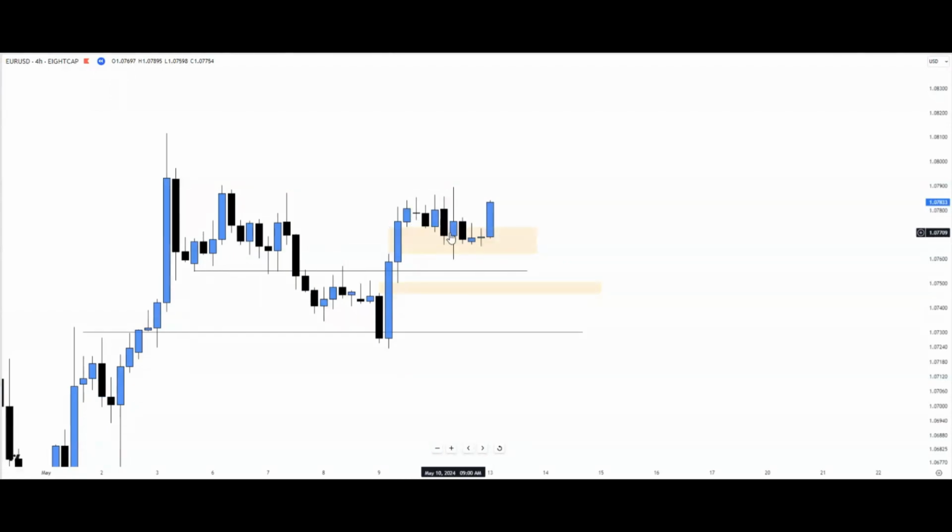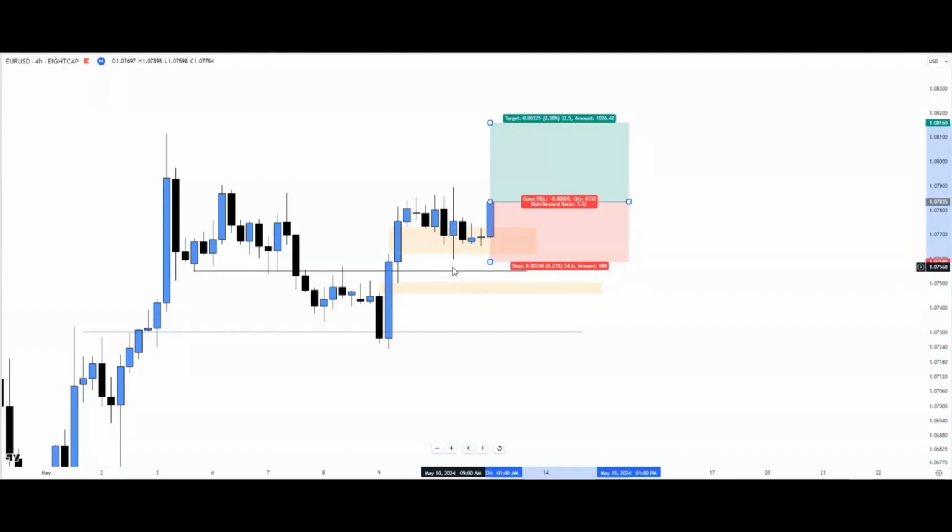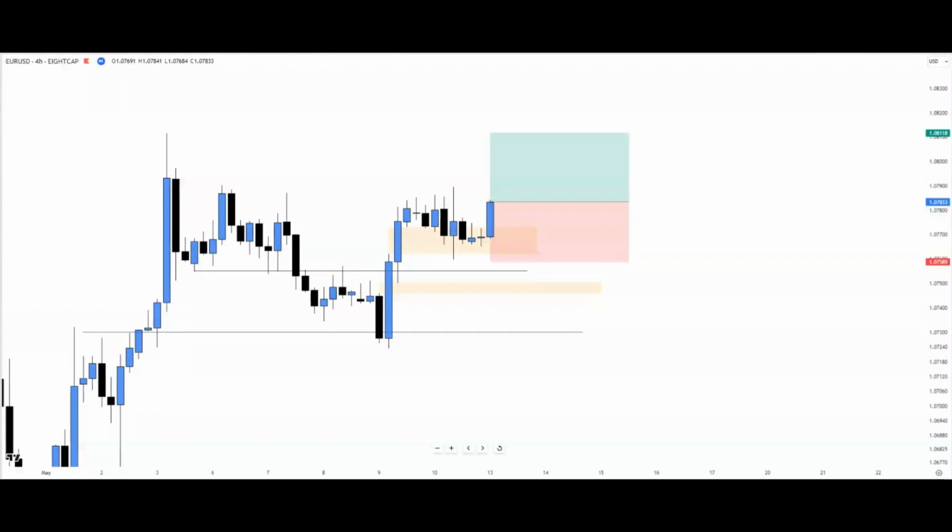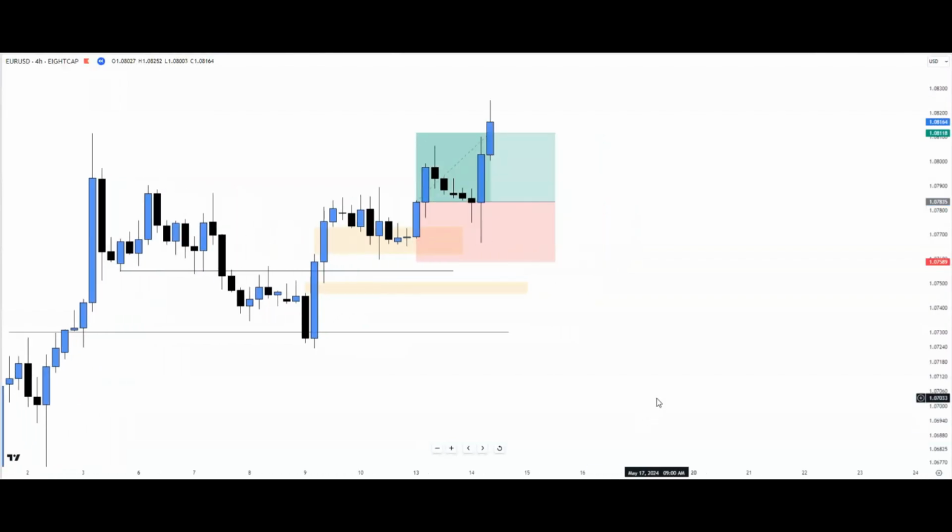So we can see how price filled in this particular fair value gap and gave us a good reaction in price right here. So we can frame our entry right here, keeping our stops below this low and looking to exit above this swing high, which is our draw on liquidity. So let's see what price does. And there you have it.